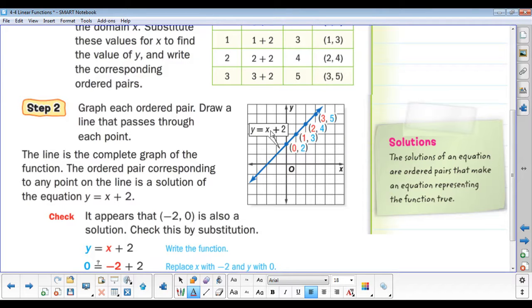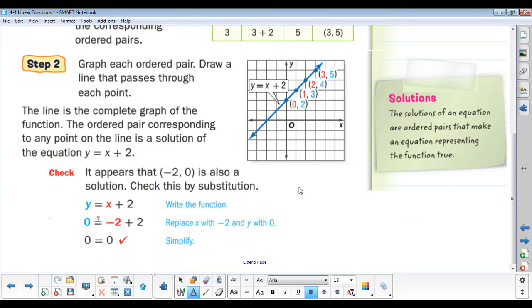Do you guys agree that 1 plus 2 is 3? Yep, sure is. Is 2 plus 2 4? Yep. Is 3 plus 2 5? Yep. And that's why these points work on the equation.